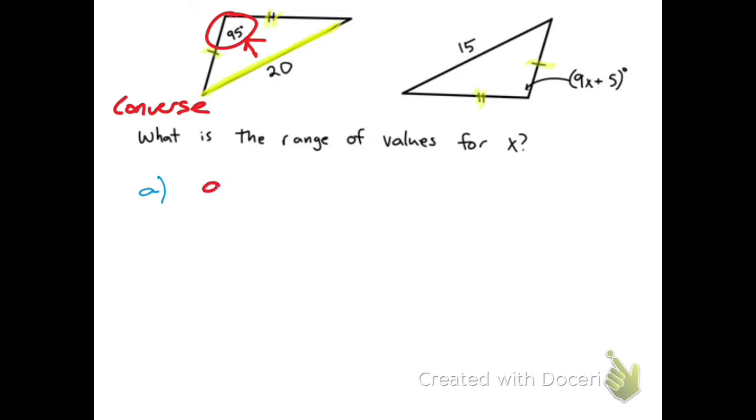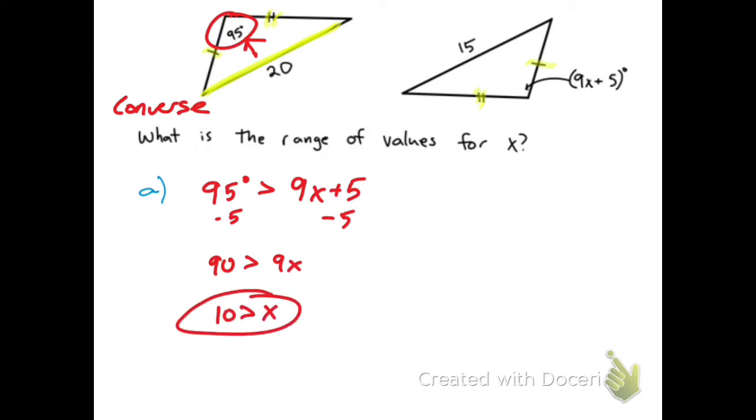So first I'm going to say that 95 degrees is greater than 9x plus 5. And quick note, this is not in your notes, this is just extra. But I say that 95 degrees is greater than 9x plus 5, and then I solve. So I subtract 5, 90 is greater than 9x, divide both sides by 9, and get that x is less than 10.